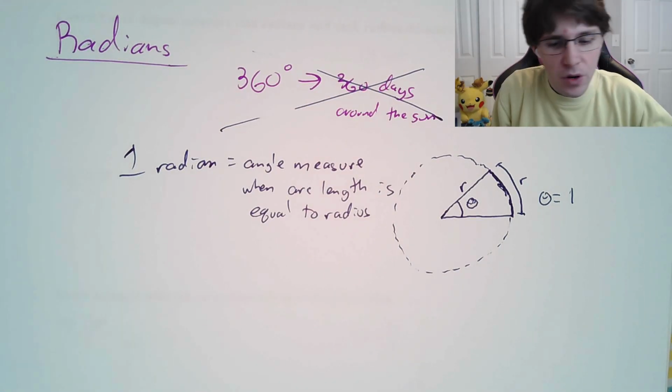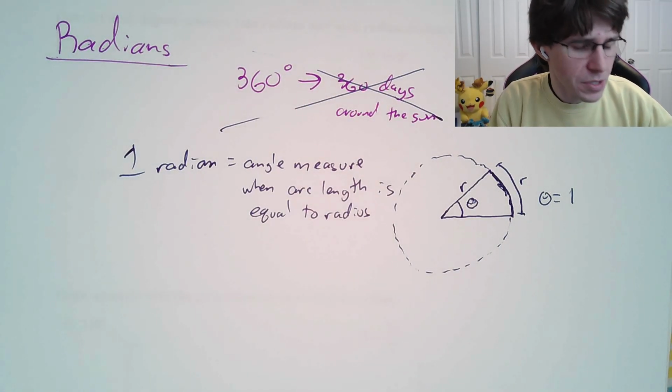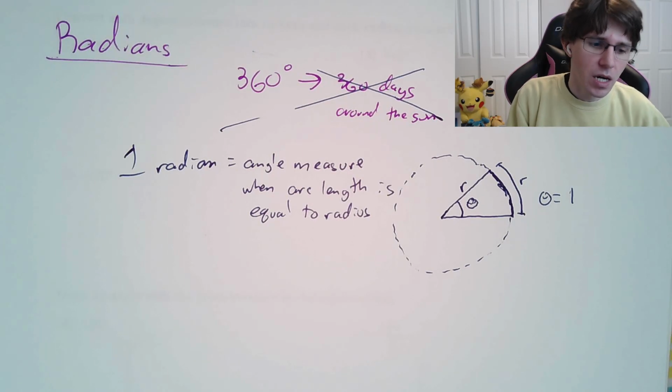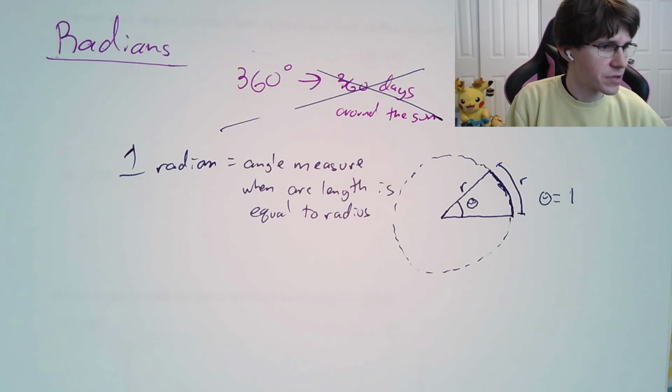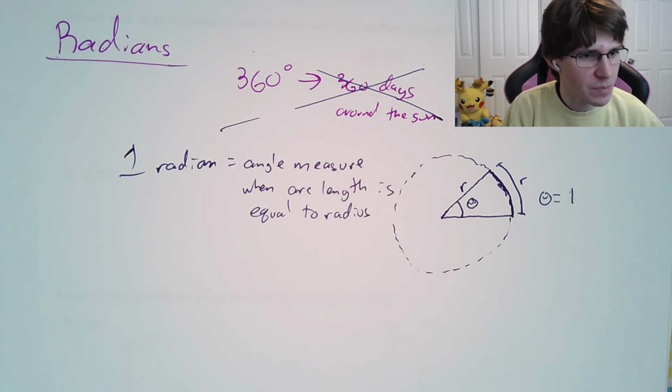Now, what this does for us will be able to let us rigorously define all kinds of different pieces of information. We'll eventually tie it back to sine and cosine.